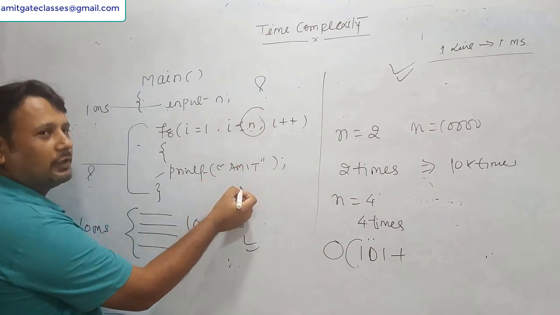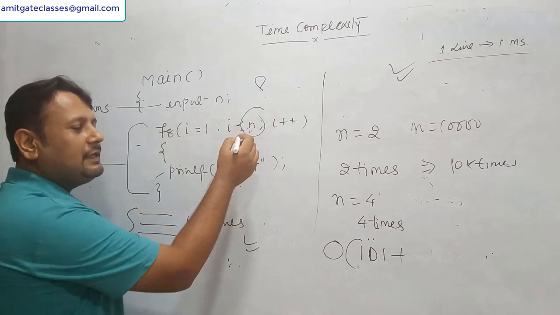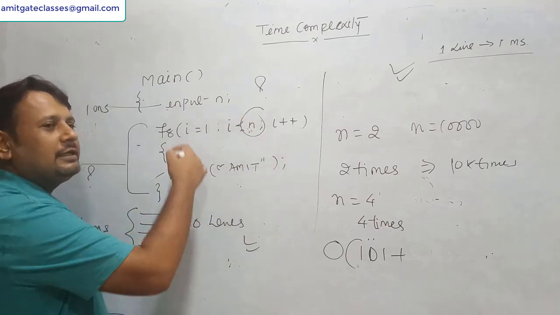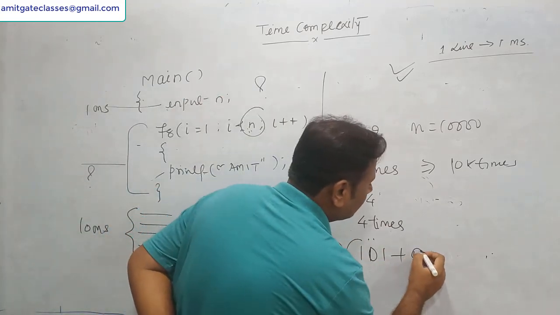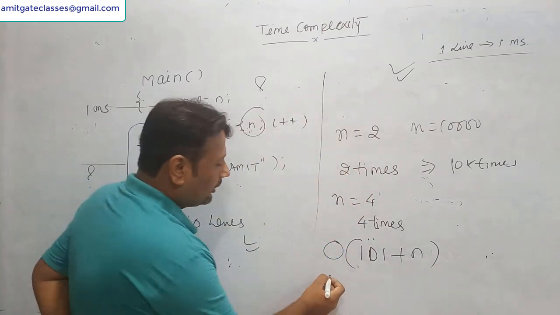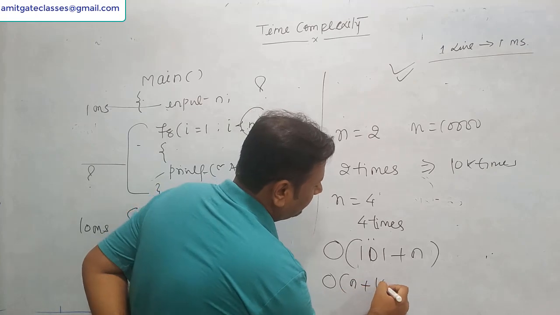If n is 100, 100 times. If n is 200, 200 times. So every single instruction is taking 1 millisecond, so this loop is going to run how many times? n times. So I can write n milliseconds. That means the complexity of this program is what? Order of n plus 101.